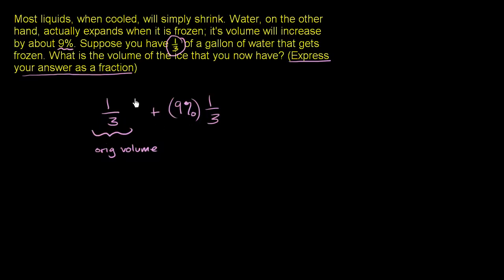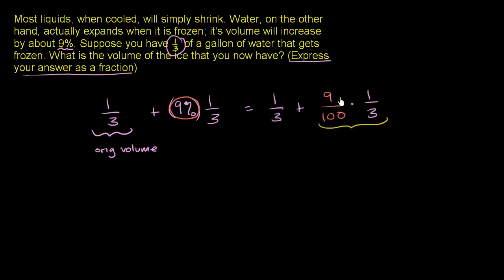So the one thing that's sitting here that is not a fraction is our 9%. Well, what does 9% actually represent? Well, 9% literally means 9 per 100. So we can rewrite this as 1/3 plus, instead of writing 9%, I'll write that as 9 per 100, and then once again times 1/3.